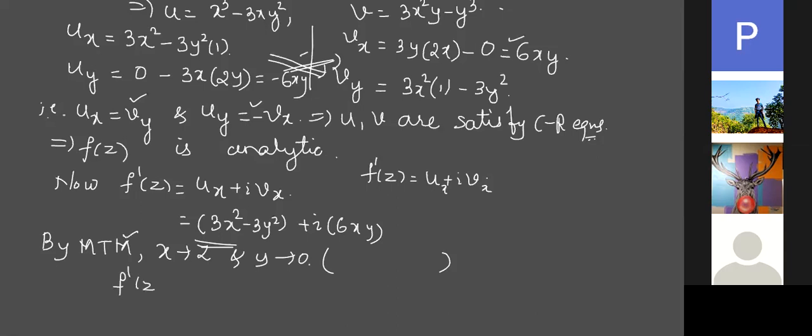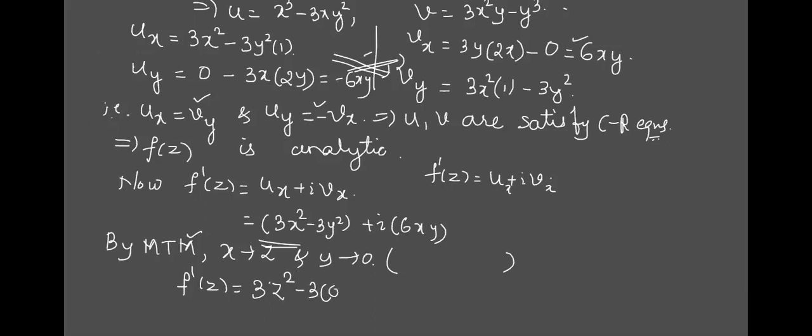So here we have the RHS part. Apply this concept: all the x's change to z and y should be changed to 0. So this is 3. What do I have to write in place of x square? z square minus 3 into, what is my y? 0. Okay, so this is i into 6z, but y is 0. So what happens to the second and third term? They become 0. You are left with what? Only 3z square, isn't it? Yes, this is my f dash of z.